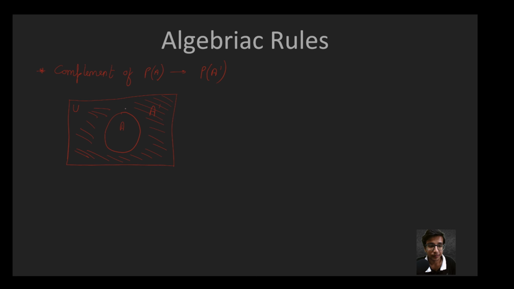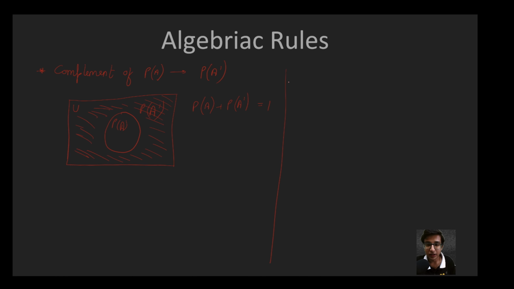This is my A. Similarly, since we have probability here, probability of A plus probability of A dash, which is the complement, is equal to 1. Here this is a probability value, and here as well it is a probability value. So complement of A means everything but not A. That is the complement of A.